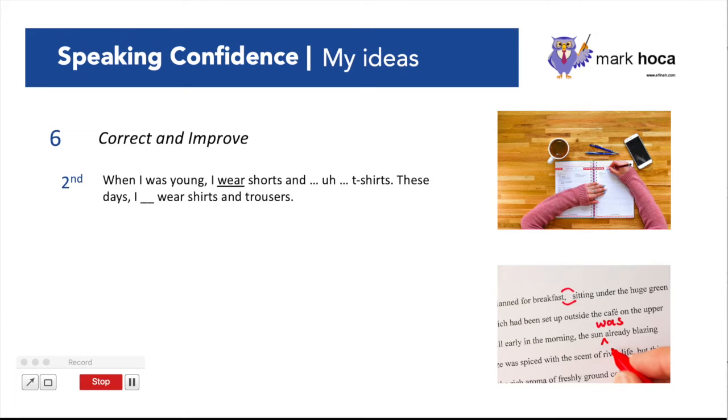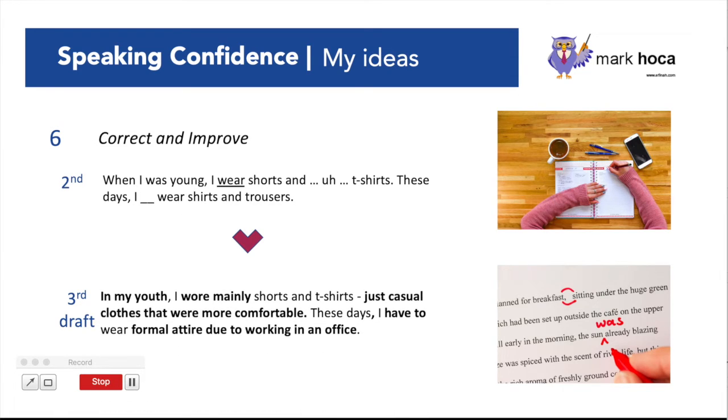Okay, let's have a look. What did you think about? Well, this is what I thought about. So I've changed quite a lot. I must have had some inspiration from somewhere. So I'm trying to change the words so they're not the same ones that everybody uses for exam answers. And now I've added this word mainly to give an idea. And I'm using casual clothes.